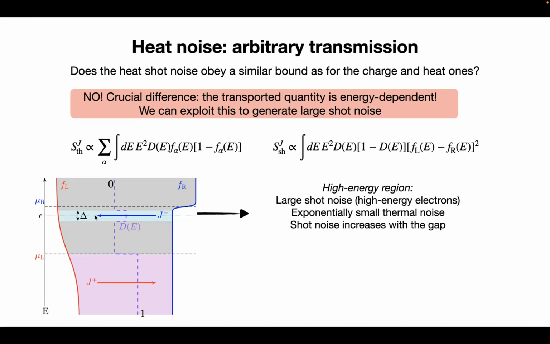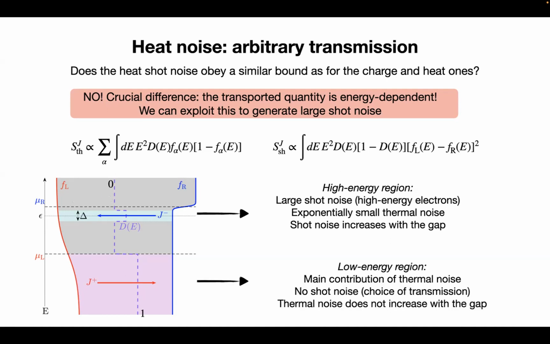And you have exponentially small thermal noise because this function drops very quickly. And here it's close to 0 and the other as well. In the low energy region, instead, there's where the main contribution to the thermal noise comes from. And these two separate regions are also those which allow to compensate the heat, where the two flows of heat compensate so that you have 0 current.